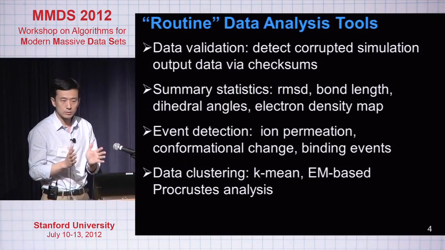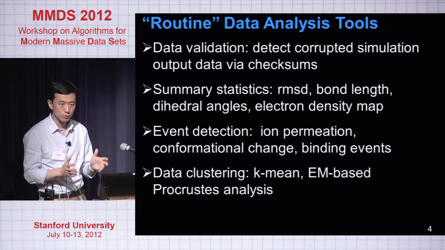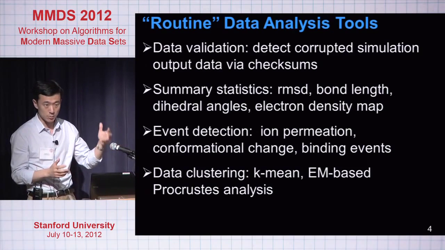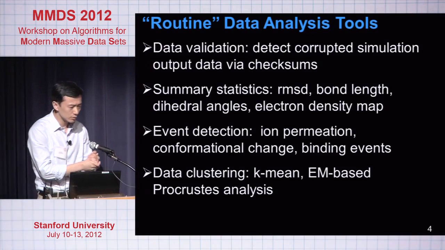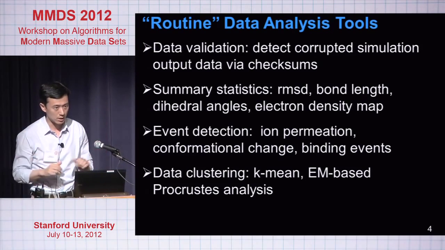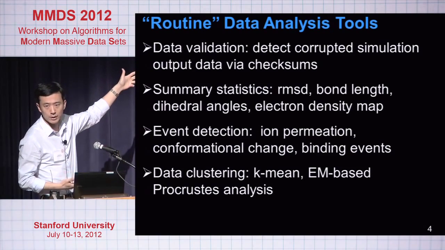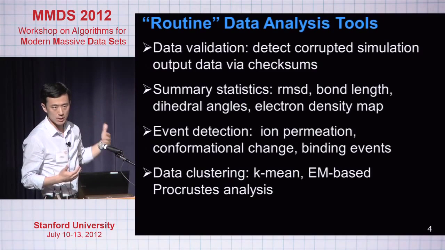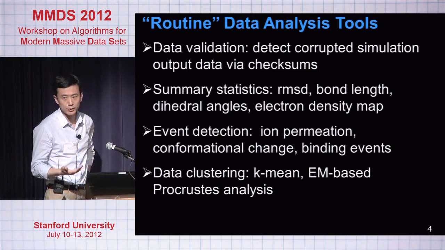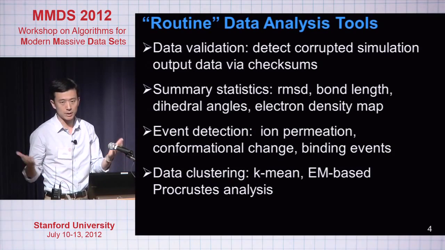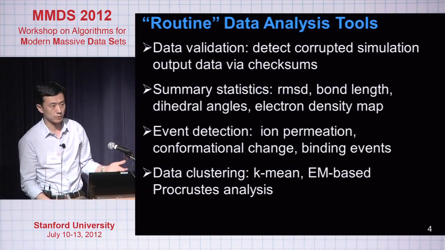There's a set of what we call routine data analysis tools computational chemists actually use to derive insight from the simulation output in order to really do scientific research. I will explain why I put the double quotes on routine shortly. This is not an exhaustive list, but to give you a sense of the type of analysis they perform on a daily basis, which includes data validation. You look at the data sets coming out of the supercomputer and figure out if there's any corrupted data. Usually this can be done quite simply through checksums.